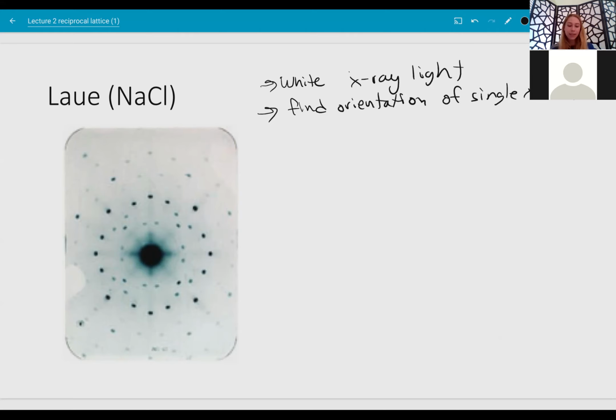So essentially, with this technique you get symmetry information from it. In the example below, you can see that there are lots of dots, but you can also see that the image is sort of fourfold symmetric. So if you rotate it by 90 degrees, you get the same thing. And this is because the sodium chloride crystal is oriented with one of its fourfold symmetric axes. It's a cubic material, so it has some fourfold symmetric axes, and one of them is oriented facing the beam. Okay, so that's Laue.